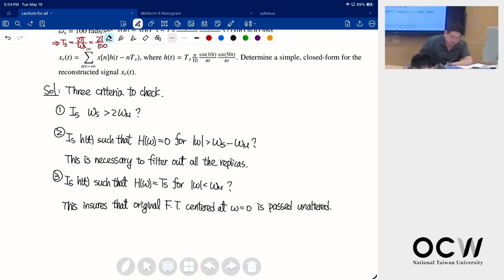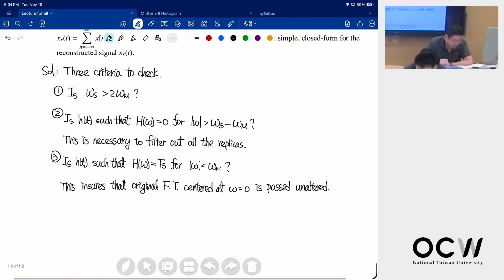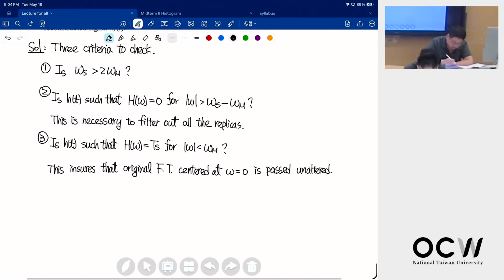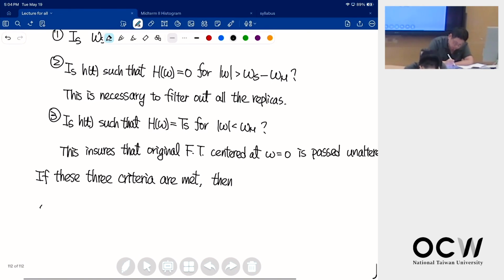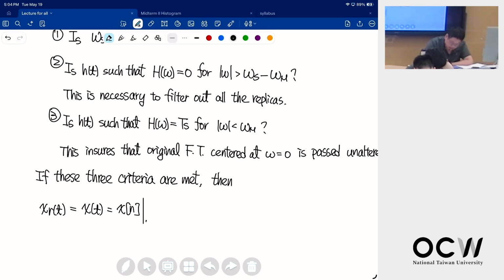If we can meet those three criteria, if these three criteria are met, then our reconstructed signal, this should be T, should be the same as our original input that is sampled at T over Ts.